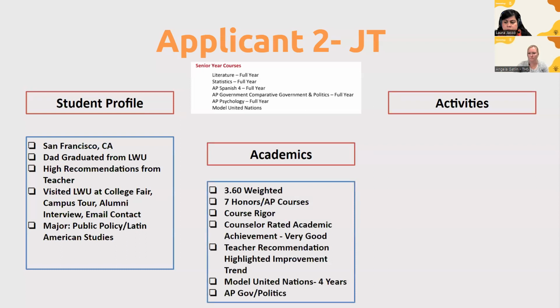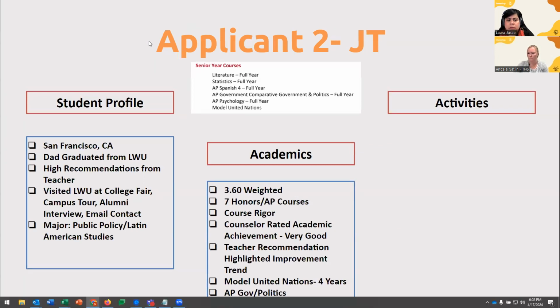Okay, academics for JT. If you go to his transcript on page 4, if you're opening up the doc, he has a 3.6 weighted GPA, and JT has taken a total of 7 honors and AP courses. So he has also challenged himself throughout the course of the 4 years. He does demonstrate rigor, and his counselor has rated his academic achievement as very good. So he's not falling in the top 10% of his class like Maya did, but she has said that his academics are still very good in comparison to his peers.